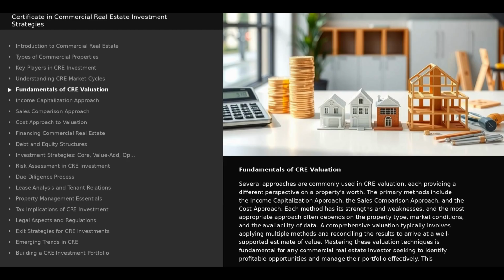Mastering these valuation techniques is fundamental for any commercial real estate investor seeking to identify profitable opportunities and manage their portfolio effectively. This analytical skill is indispensable for long-term success in the market.